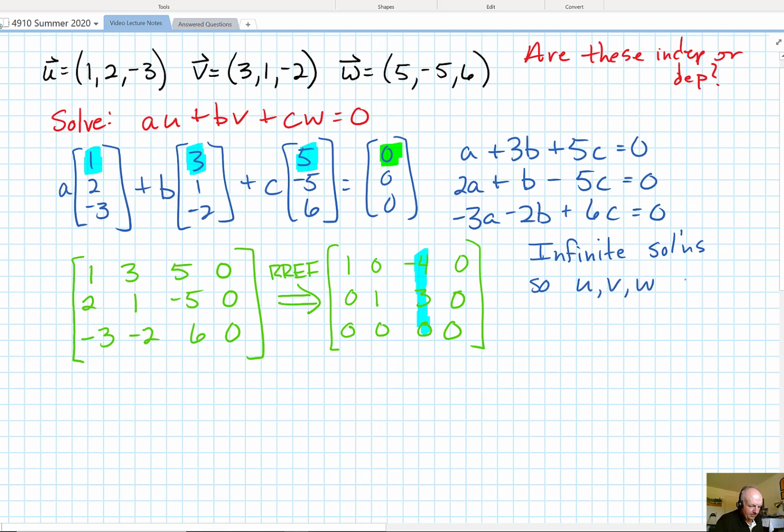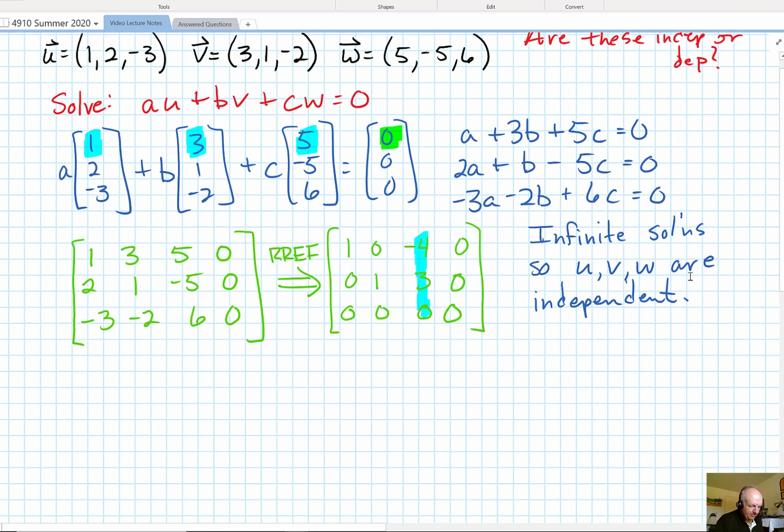U, V, and W are independent. That means they're not all unique pieces of information. Okay. So another way to think about it is it would be possible for me to just use two of them, to create a combination of two of them to get the third one, right? So let me show you what I mean by that.